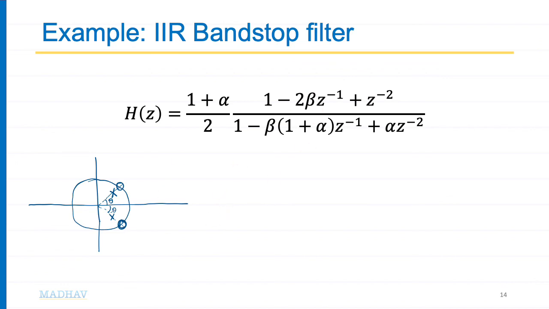In a similar way, you can derive the equations for this one also, but this was just for your understanding that we have discussed 4 kinds of filters: high pass, low pass, band pass, and band stop. Thank you very much.